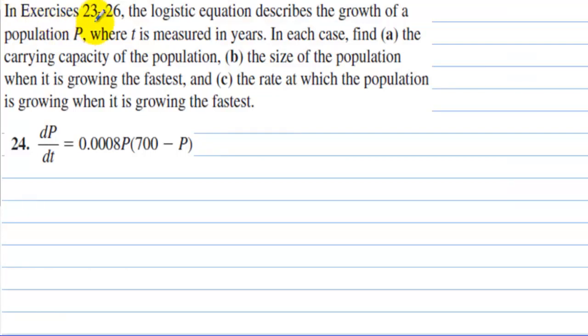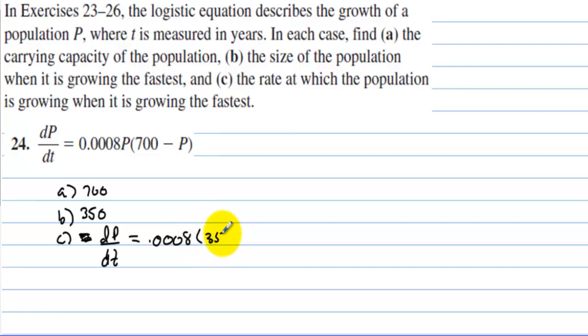In exercises 23 to 26, a logistic equation describes the growth of a population P, where t is measured in years. In each case, find A, the carrying capacity of the population, B, the size of the population when it's growing the fastest, and C, the rate at which the population is growing when it is growing the fastest. Letter A, the answer is 700. Letter B, the answer is half of that, 350. And letter C, they want to know dP over dt is equal to 0.0008 times 350 times 350 again, because you're going to have 700 minus 350.